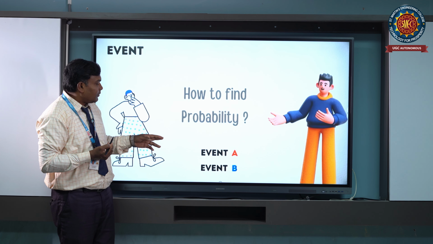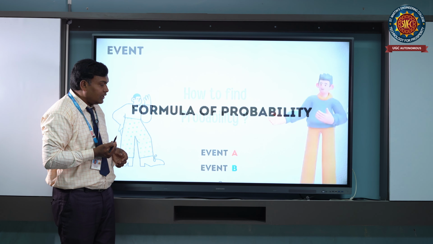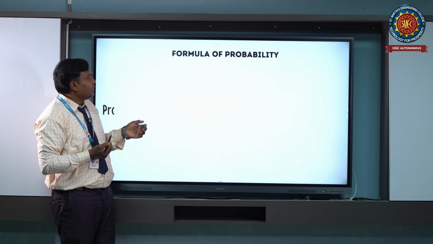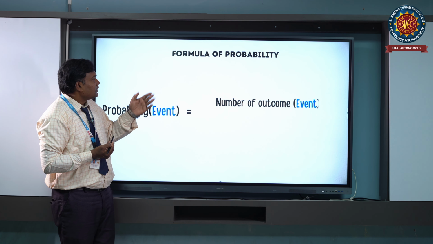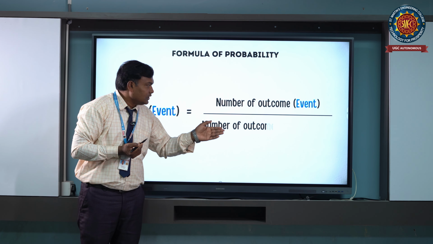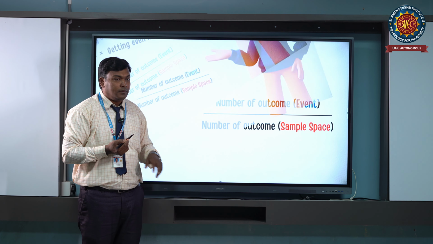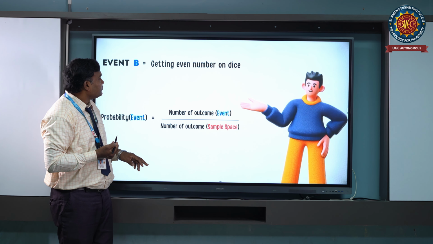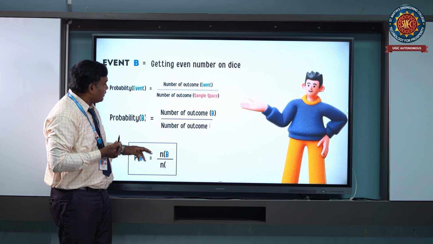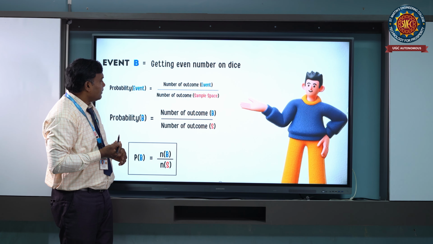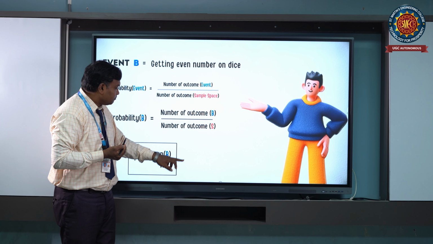So here, how do we find the probability of event A and event B? These are the formulas used for probability: the number of favorable outcomes divided by the total number of outcomes. This is the classical definition of probability.